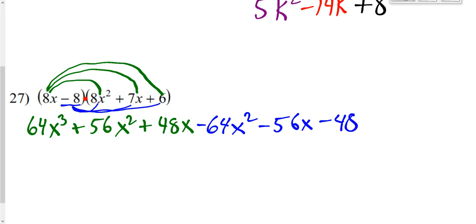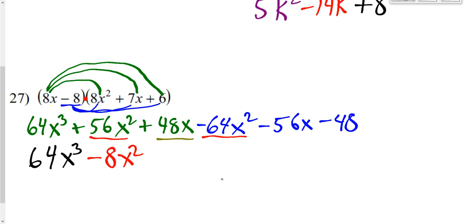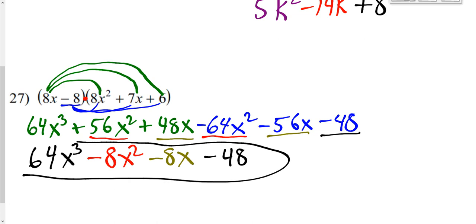Now you'll notice we do have some like terms. We only have one cube, so I'll leave that, but I have some squareds here and I have some squareds here, and so that 56 of the x squareds minus 64 of the x squareds gives me a minus 8 of the x squareds. And then we have 48 of the x minus 56 x's, and that leaves us with a minus 8x. And then we can also just bring this down. We don't have any like terms, and so this would be our answer. Remember, we're trying to write it without parentheses and combining like terms.